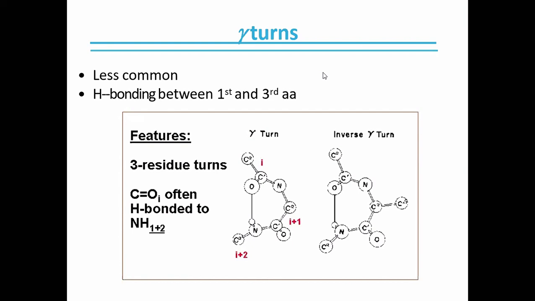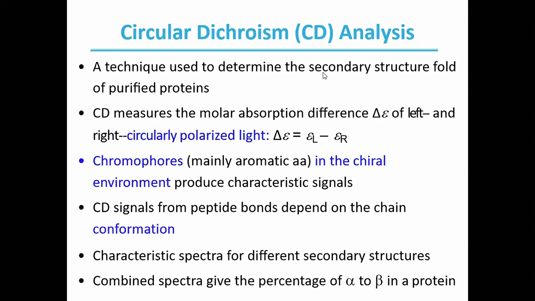So the same thing for gamma turn. It is less common because it involves only 3 amino acids, and the energy required to create this three amino acid cyclic structure is higher than beta turn. So beta turn is more common. Okay.